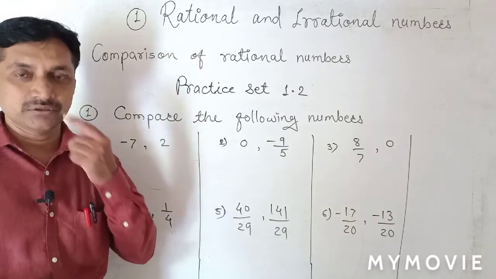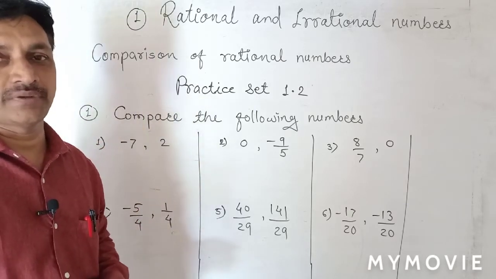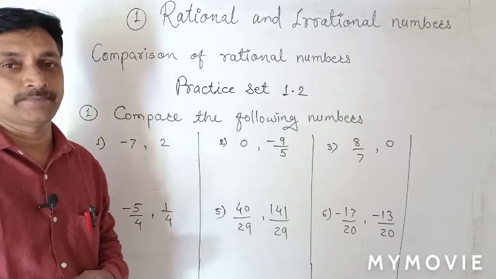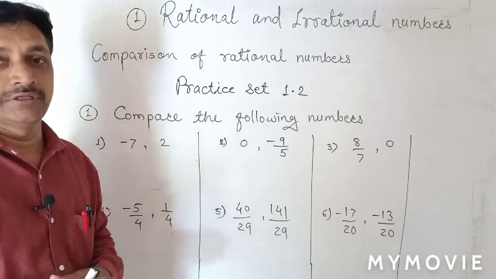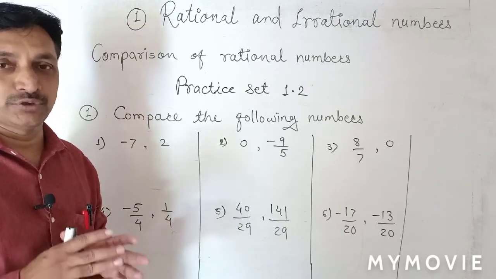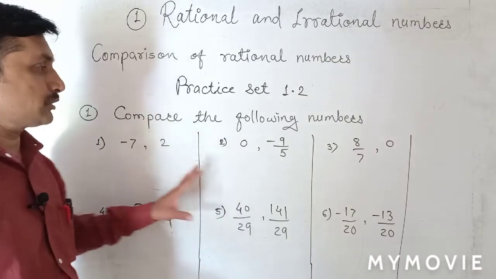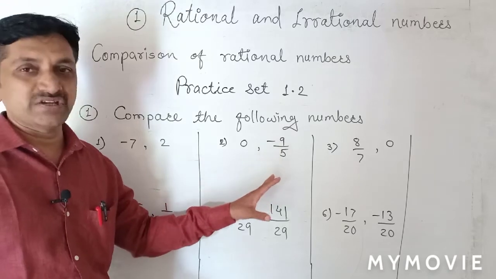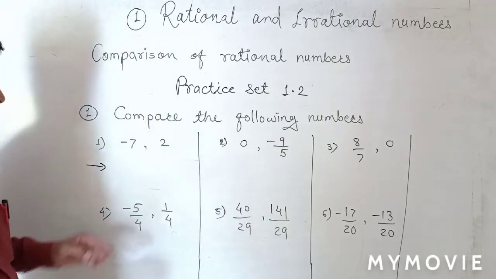As in the first part, we studied that every number that is written in the form of m upon n is a rational number. Natural numbers are also rational. Whole numbers are also rational numbers, integers are also rational numbers. Now here we have to compare two rational numbers. Now let's see one by one.